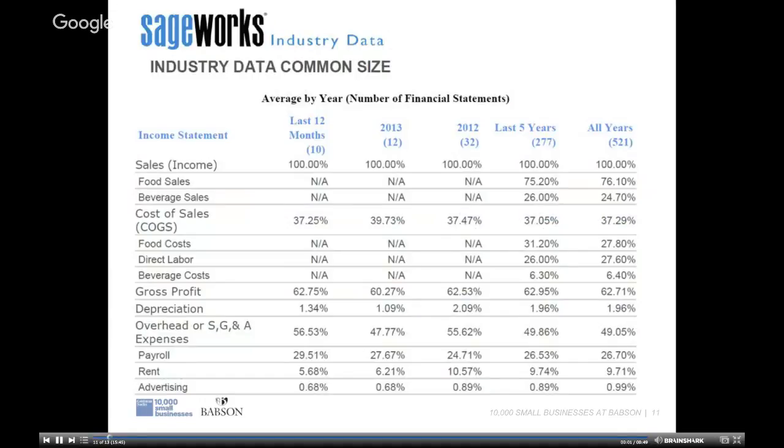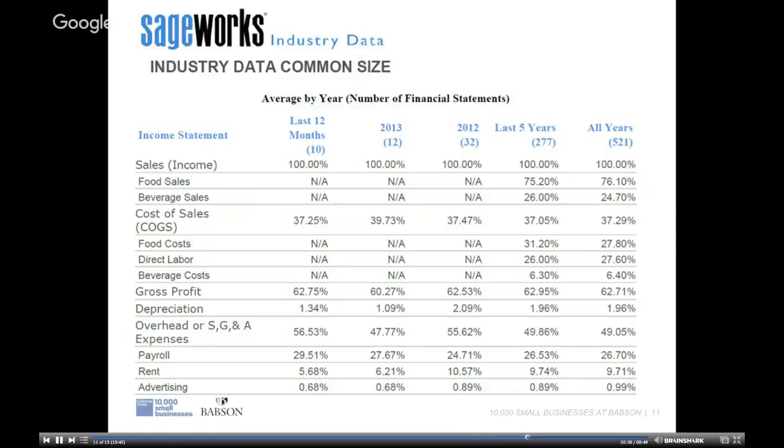This section of the SageWorks report provides more detail on specific income statement items, including labor costs, rent, and depreciation. This information can be valuable when evaluating your own performance or also when considering a growth opportunity in an unfamiliar industry segment. Other parts of the SageWorks report cover balance sheet items and industry-specific data. For example, the restaurant report provides metrics on revenue per square foot and profit per employee, both valuable pieces of information for any restaurant owner.